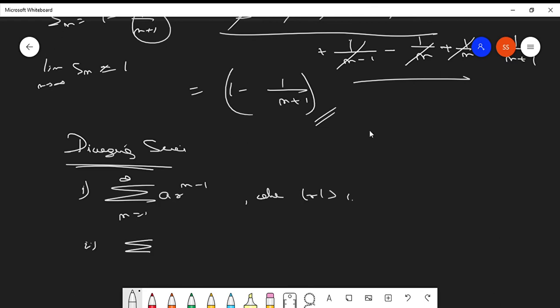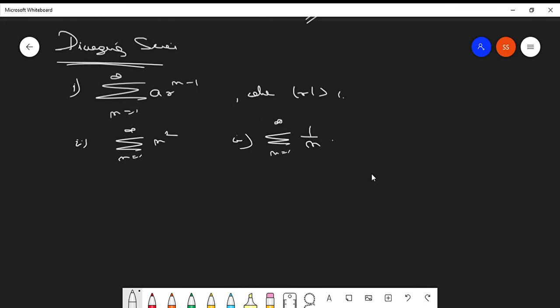Then you have the summation n equals 1 to infinity of n square. Then you have the summation n equals 1 to infinity of 1 over n. These are all diverging series. This last one is an example of a harmonic series. Okay, why are they diverging? We will be able to understand the actual proof of these later, but now I can give you an intuitive idea.